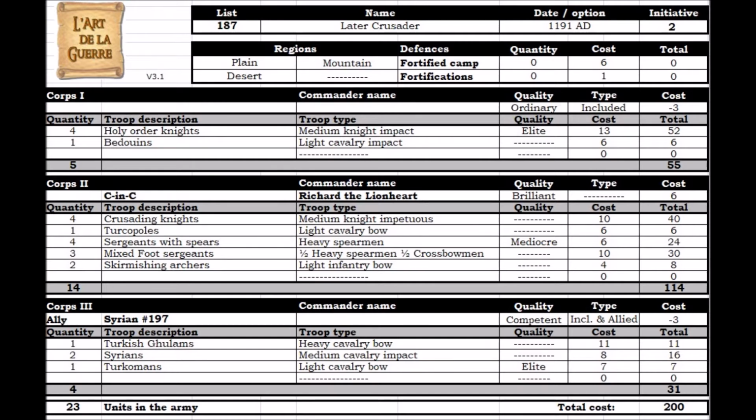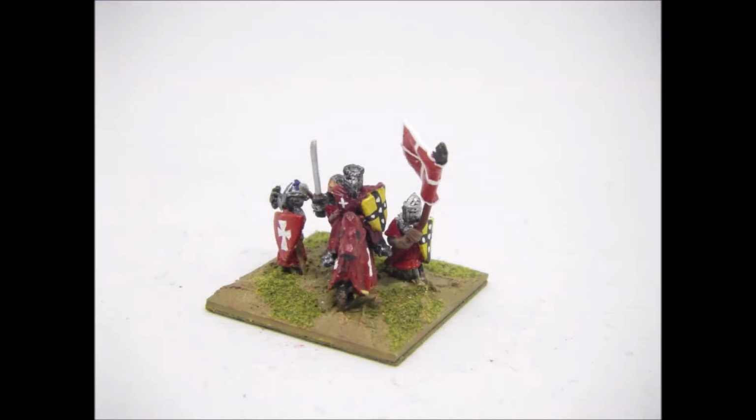Oh yes, I see. Looking at the list notes here, you replace all of the foot crossbowmen with the mixed foot, but you can still have the heavy spearmen. I bet that's a common mistake people make with this list, actually. Yeah, I almost pulled you up on a dodgy list there, but that's absolutely right. That's all fine. Carry on. No worries.